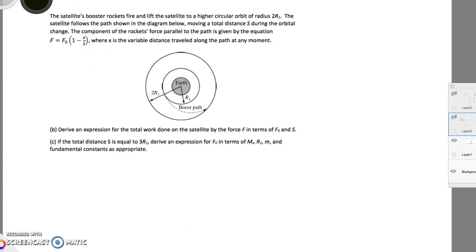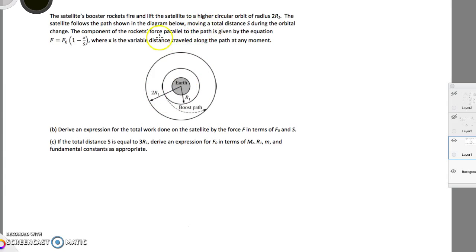Alright, now move on to the third part of this question that says the rockets fire and lift the satellite. So here we have this orbiting satellite. Here was its initial path, r1. It's going to get boosted to r2 times that initial distance. So it's going to double its radius.